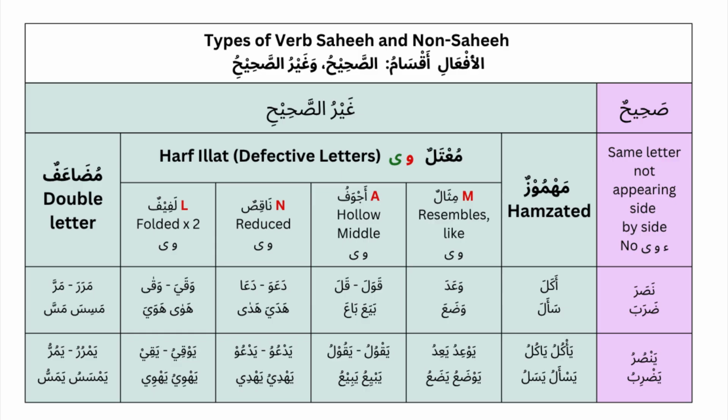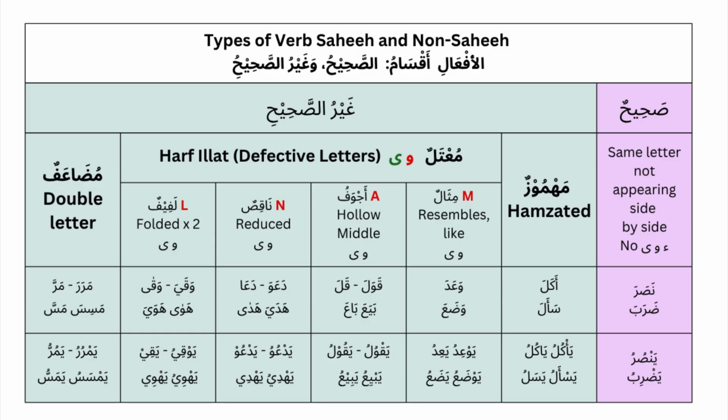6. Lafif, L, 2 weak letters. Madi: waqa, he protected. Hawa, he fell. Mudari: yaqi, he protects. Yahwi, he falls. There are 2 weak letters, so the changes are more noticeable.